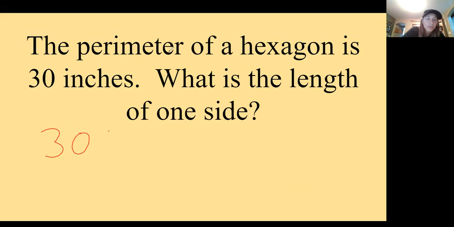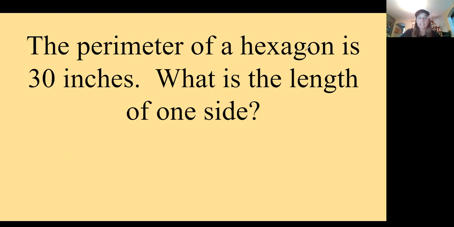A hexagon has 6 sides, so we're going to take our perimeter and divide by 6 because there are 6 sides, which means each side has 5 inches. 5 inches for one side, and there are 6 of them. 5 times 6 is 30, and that's what the whole perimeter is, which means our answer is correct.